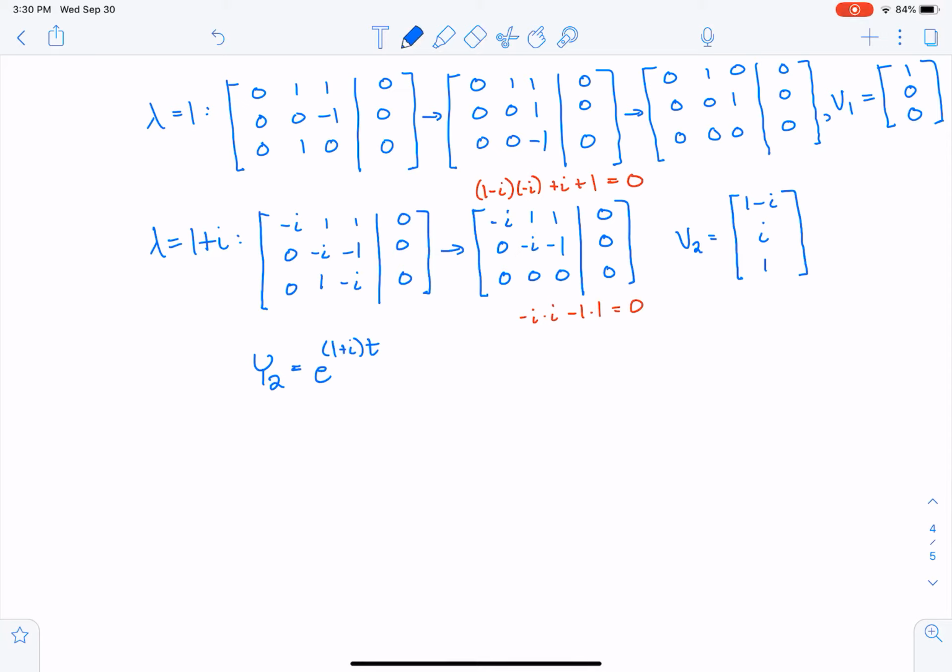And that's going to get multiplied by my eigenvector, 1 minus i, 1. So that becomes e to the t, and then the e to the it becomes cosine t plus i sine t. And then we're going to multiply that by my eigenvector, 1 minus i, 1.